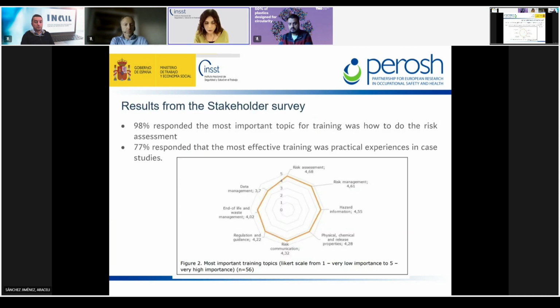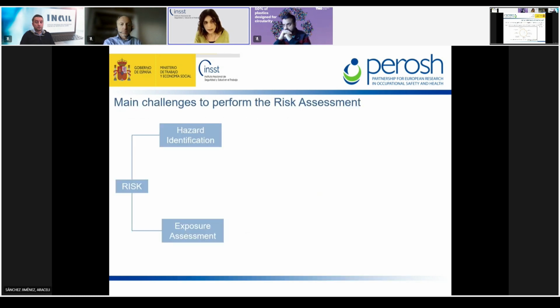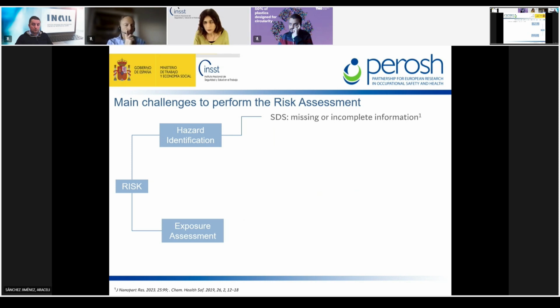This is just a recap of the results that Andrea showed. 98% of the respondents indicated that they wanted training on how to perform the risk assessment. And 77% indicated that they would prefer this training in the form of case studies. Well, these results were not a surprise when you look at the resources that they have to perform the risk assessment. The first step is to identify whether the substance is hazardous, and the safety data sheet should include this information. But most safety data sheets have missing or incomplete information.